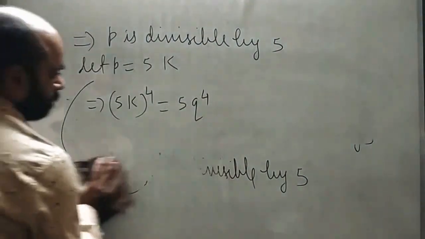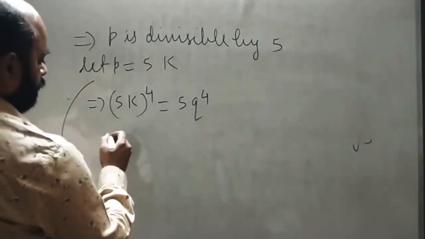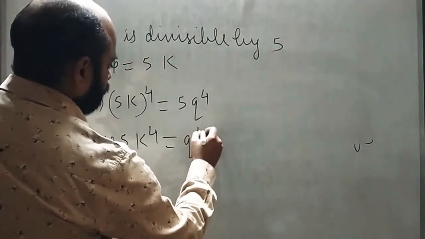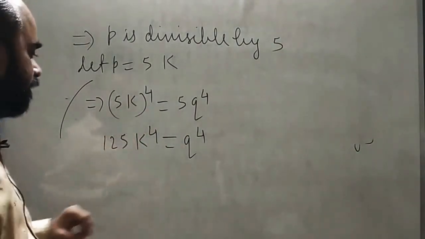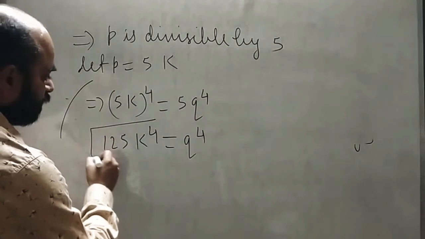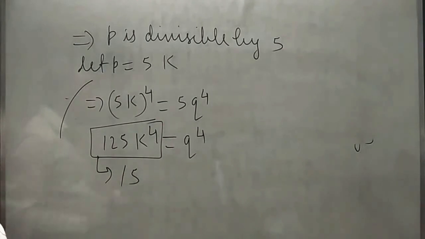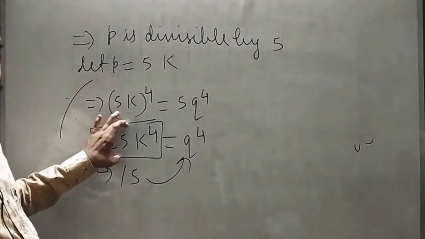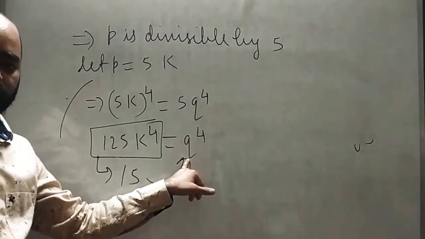Clear? So finally this will give 125k to the power 4 is equal to q to the power 4. You can check, one 5 cancels, 5 to the power 3 is left. So here again you can see this number is divisible by 5. This is divisible by 5, so it means this is also divisible by 5. Correct? Why? This number is a multiple of 5, it means this will be divisible by 5. And at the same time this is equal to q to the power 4. It means this is also divisible by 5.